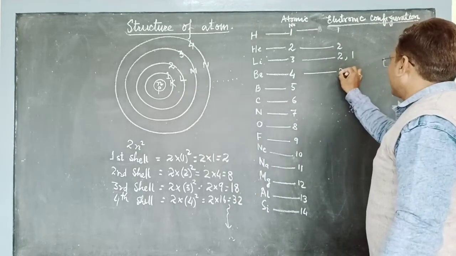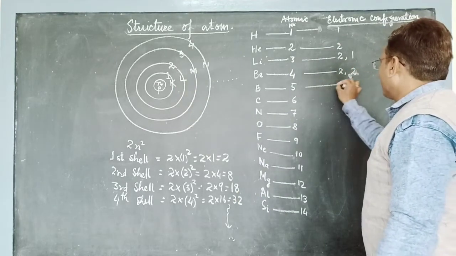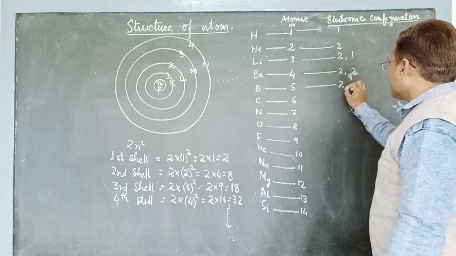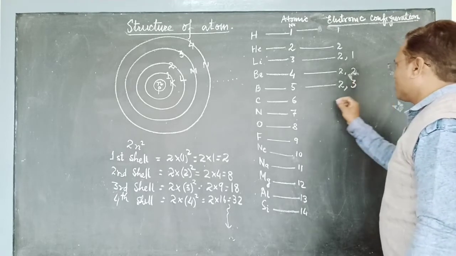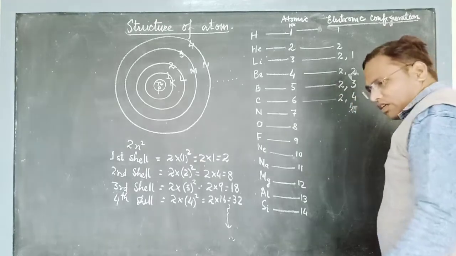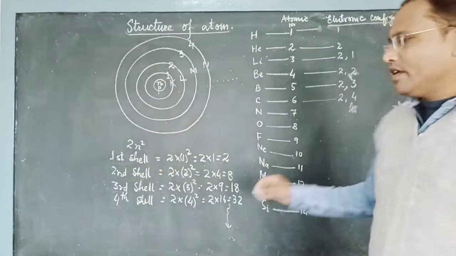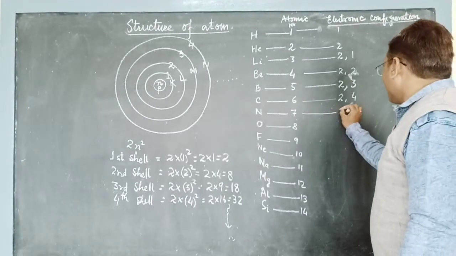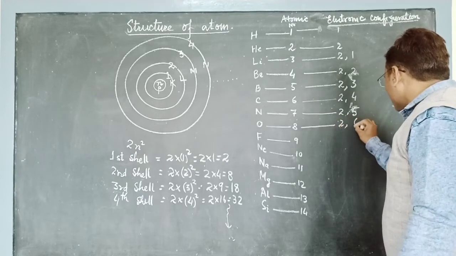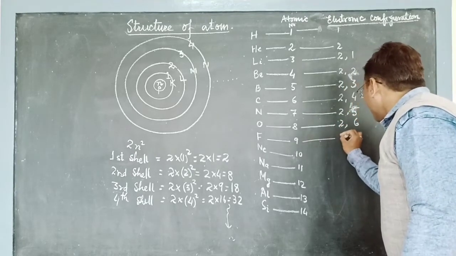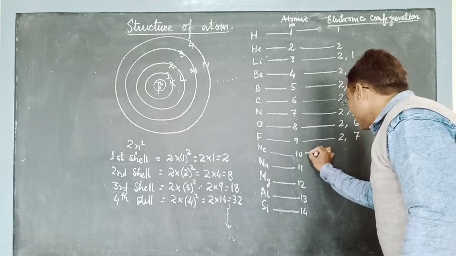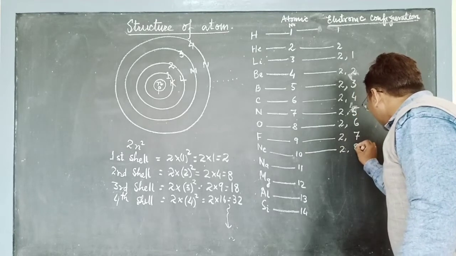In the same way here, 2 electrons in the first shell, second shell remaining 2. Here in the first shell 2 electrons and here 3 electrons. Then in this one 2 electrons and here 4 electrons. Next, in nitrogen we have 2, 5. In oxygen 2 in the first shell, 6 electrons in the second shell. Here 2 electrons and then 7 electrons. In neon 2 electrons, then 8 electrons.